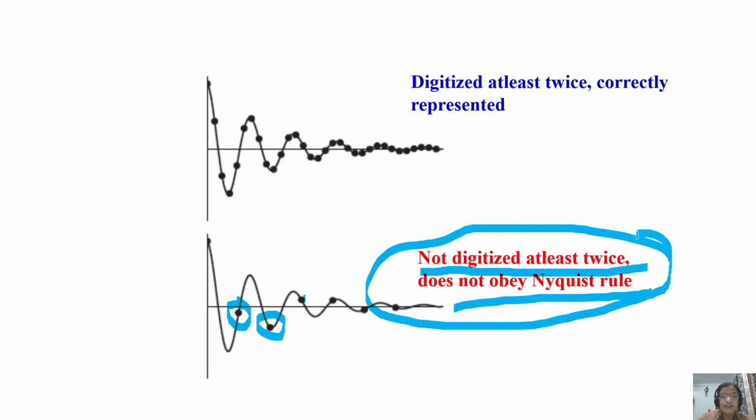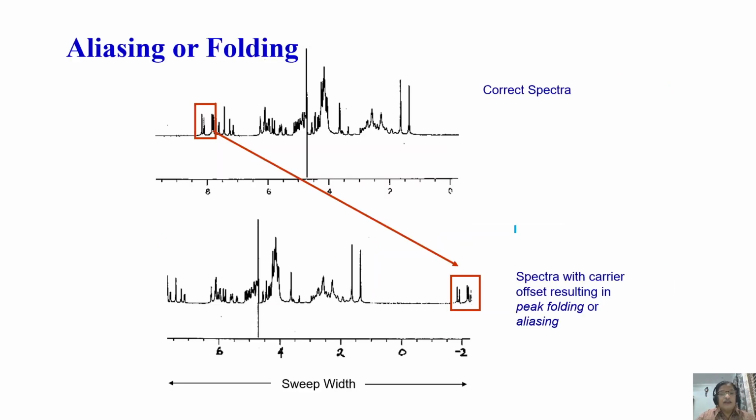The Nyquist theorem says that the free induction decay should be sampled at least twice the highest frequency available. So F maximum is equal to 1 or 2 times the digital resolution. That is the condition you have to maintain. Otherwise, you get a spectrum like this.